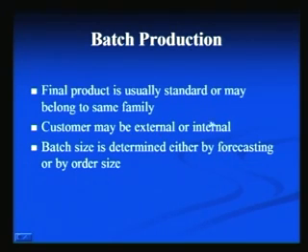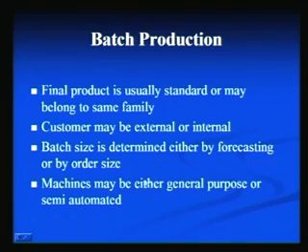And machines may be either general purpose or semi automated. General purpose because sometimes your product may be of different types, but belonging to the same family. So, some of the machines may be of general purpose, but most of the machines are semi automated in batch type of production environment. The reason is simple: in case of semi automated machines we can achieve a higher rate of production, we can streamline our manufacturing operations, and we can try to simplify the production planning and control function.